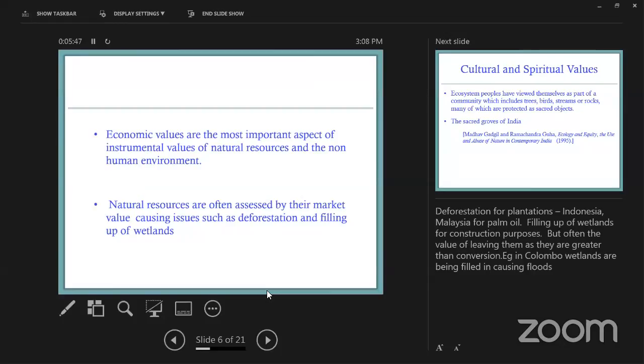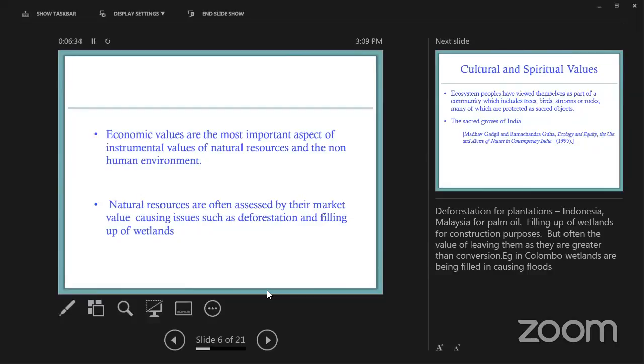For example, deforestation. We deforest for plantations to convert forests into agriculture. There's a huge issue in Indonesia and Malaysia on deforestation for palm oil. We fill up wetlands because we see these ecosystems, these forests and these wetlands, for example, as in some way having to be converted by us, either for building purposes, for construction, for agriculture, and we do not see their value as forests and as wetlands.